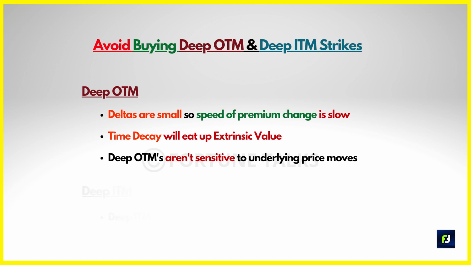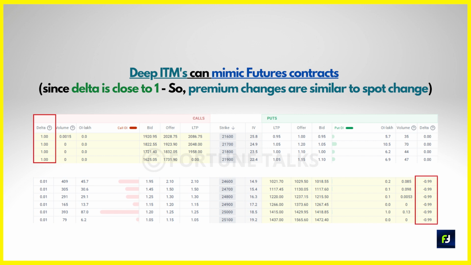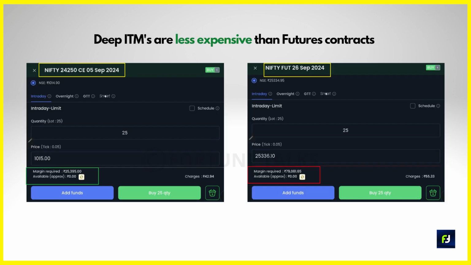Now, when it comes to deep in the money options, they are extremely expensive and most of the time illiquid. But since they have a high delta, they are most sensitive to changes in the underlying. We could think of buying deep ITM options instead of future contracts for the same underlying for a much lower price. For example, one lot of Nifty futures cost roughly around 80,000 rupees, while one lot of deep ITM options cost anywhere from 20,000 and above.